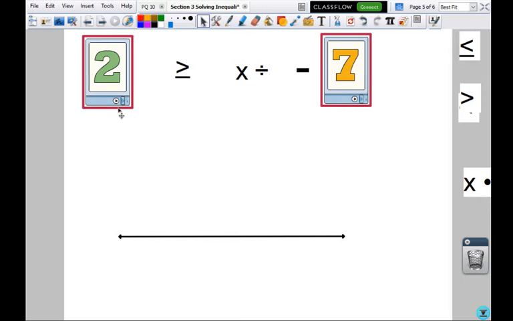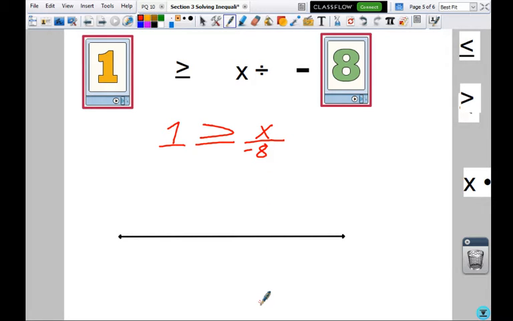Let me get some random numbers going here, and then I'll rewrite this like you'll actually see it in your homework. Oh yeah, that's really tricky. All right, so I'm getting 1 is greater than or equal to... All right, last in-class problem. 1 is greater than or equal to x divided by -8. This one's kind of sneaky. It's a little extra sneaky, actually.